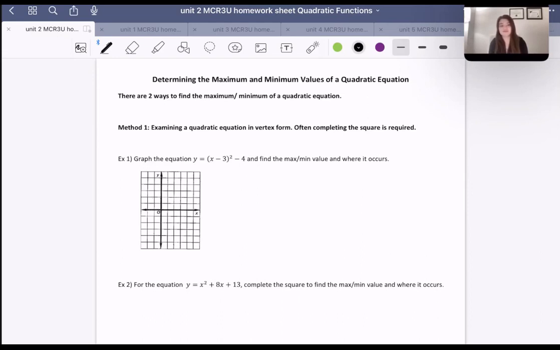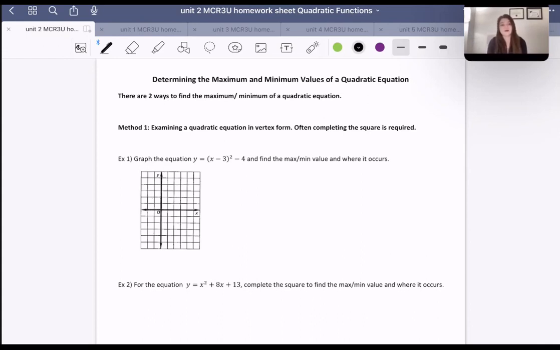You're done, right? However, we're going to learn today about how we can make something that is not in that form into that form, or what's another method of, in some cases, finding that k value, that minimum or maximum value, without actually going to vertex form. So we'll discuss all of that today.